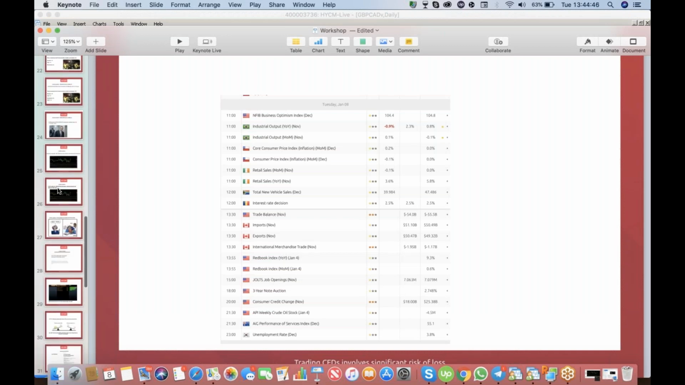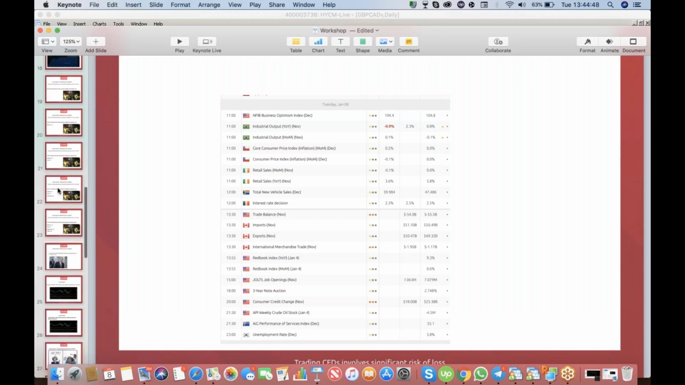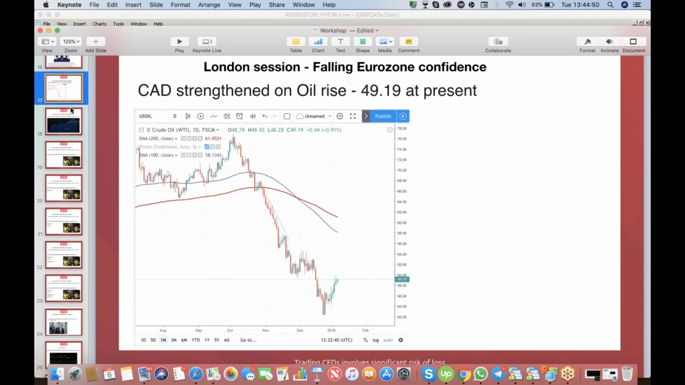And where is it here? This is the oil chart here. And you can see that the oil chart has been strengthening over the last few days. This is the daily oil chart. You see it's approaching that big 50 level, okay? Now, oil and the US dollar Canadian dollar pair are correlated 96%. So when oil is going down, the US dollar Canadian dollar pair is going in the opposite direction. So they're correlated 96% in terms of their moves.